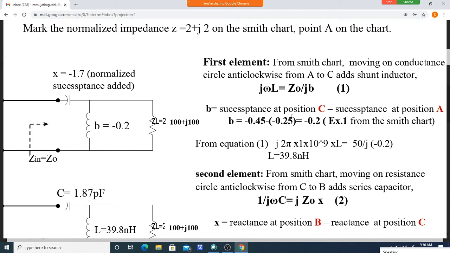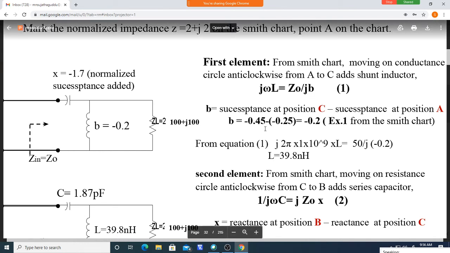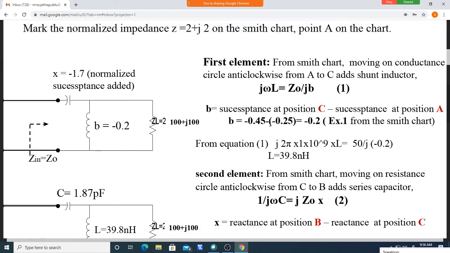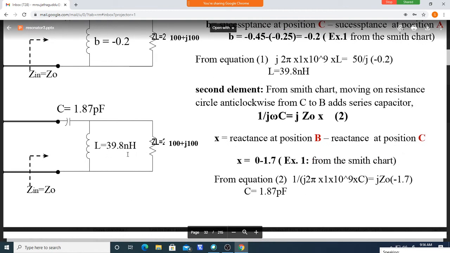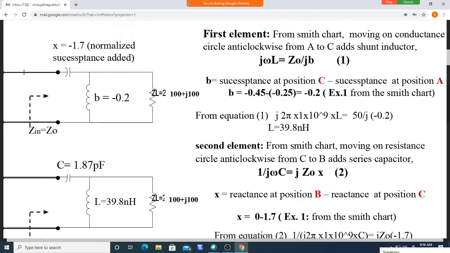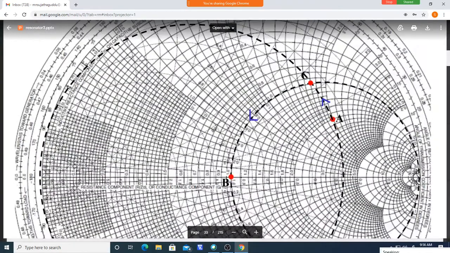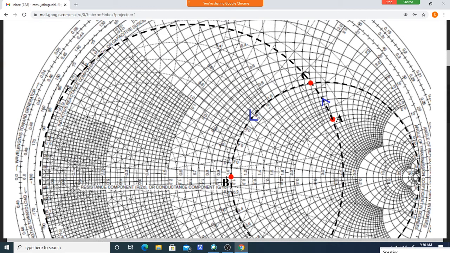So minus 0.25. See, minus 0.25 minus 0.4. Here the minus is there in the equation itself, so minus of minus becomes plus. So the answer is minus 0.4 plus 0.25, the answer is minus 0.2. That value you should substitute here, and you will be getting the inductor value. What is the inductor? That is 39.8. That is by moving like this, moving from here to here, I got an inductor in shunt.